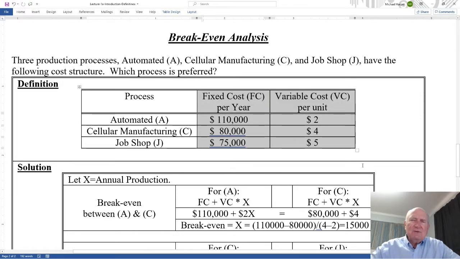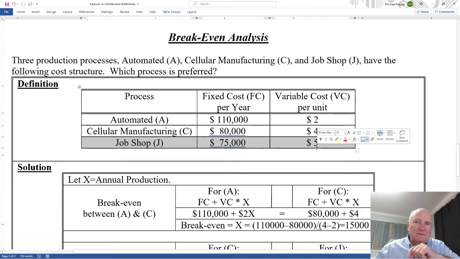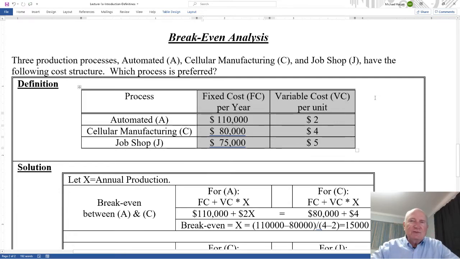Now, these numbers aren't exactly correct in magnitude, but the order in which they are placed is relatively correct. Automated is usually much more expensive to set up and operate, but the variable cost is low for high volume. Job shop is cheaper to set up, but more expensive to produce a unit. And cellular is pretty much in the middle. This isn't true for all industries, but let's use it to introduce break-even analysis.